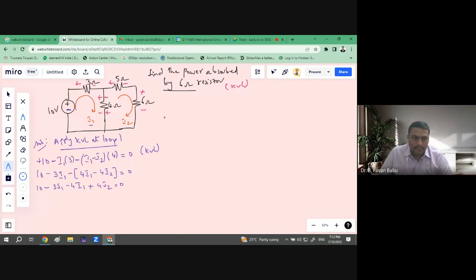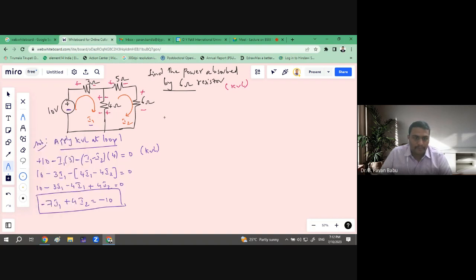So what will be the resultant here? Minus 7 I1 plus 4 I2 is equal to minus 10. I want to write this equation in the form of a into x plus b into y equal to c.